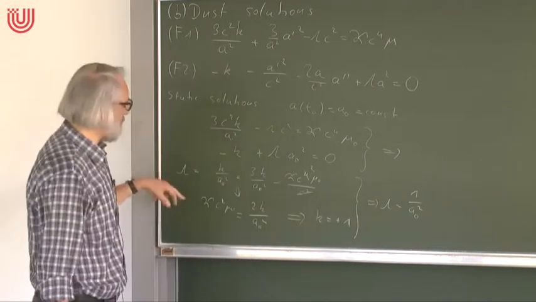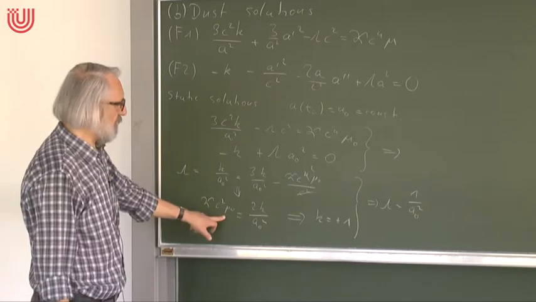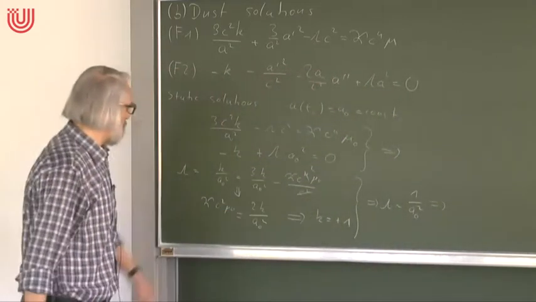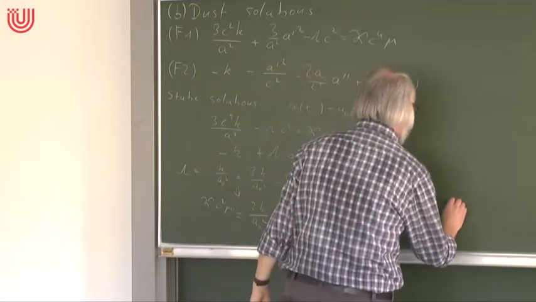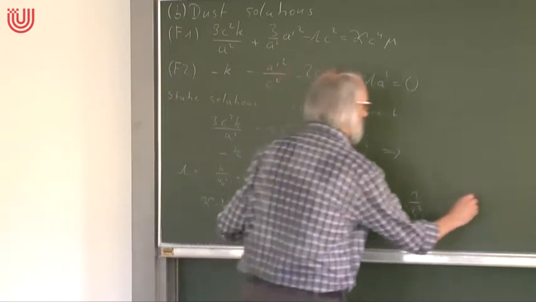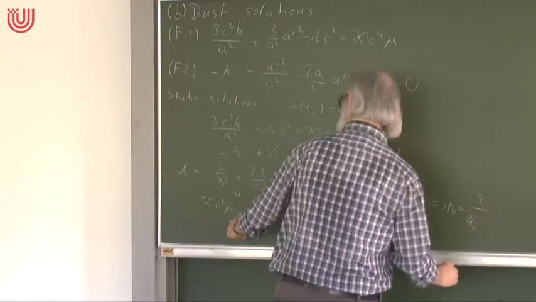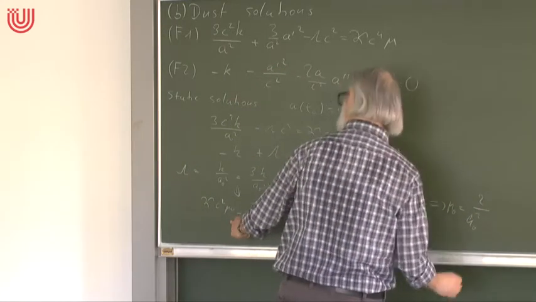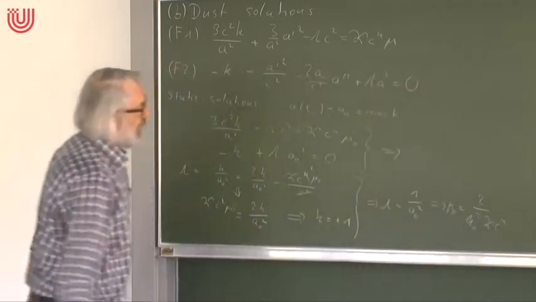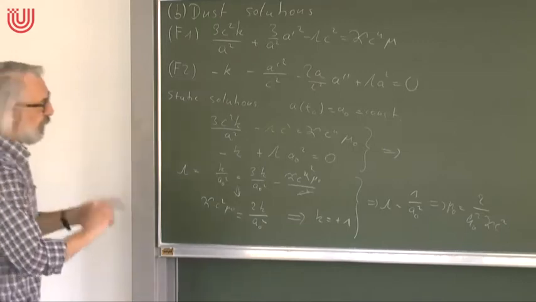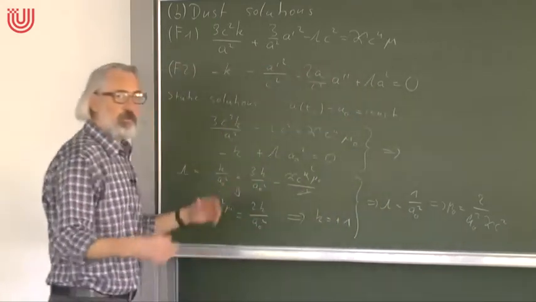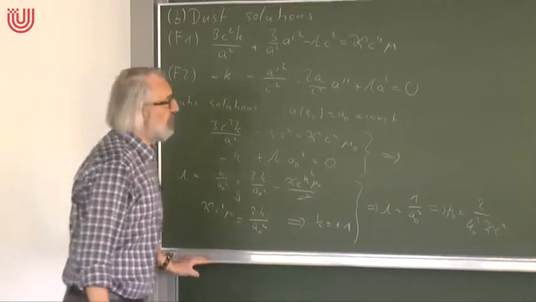So of course the mass density is also positive. So we have now k equal to 1. So I can solve this for mu naught. The mass density is 2 over a naught squared kappa c squared. So if I fine tune the lambda and the density in this way, then I get a static universe. And how does the universe look like?